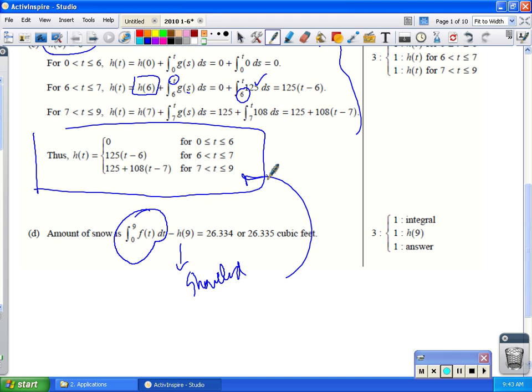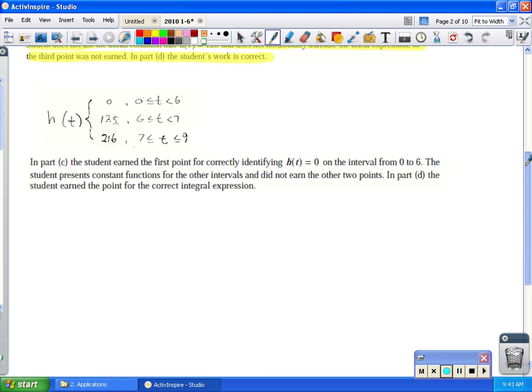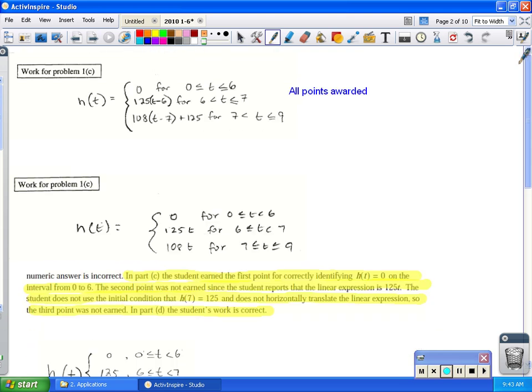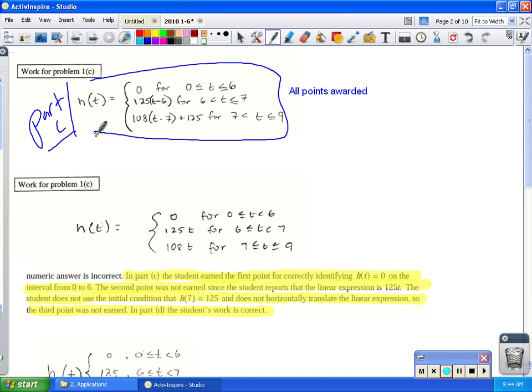Now, I'd like you to take a look at the student work for this problem. This student received 9, and I'm only looking at the piecewise part. So this is part C. I'm comparing 3 students' work. This student right here received all of the points, all 9 points.